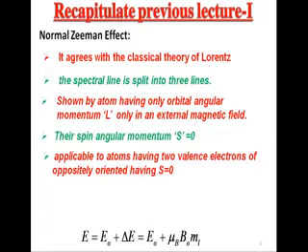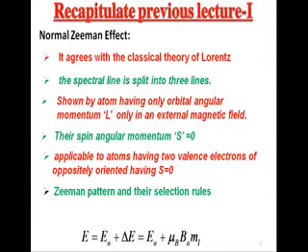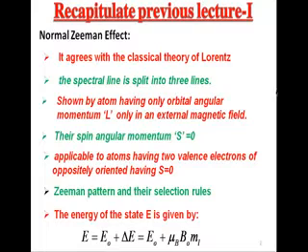It is also applicable to the atoms having 2 valence electrons, and these 2 electrons are oppositely oriented, that is having S equal to 0. We also came to know about how to write the Zeeman pattern and the selection rules which decide the transitions to be allowed or forbidden, and at last the energy of each state that is given by this formula.